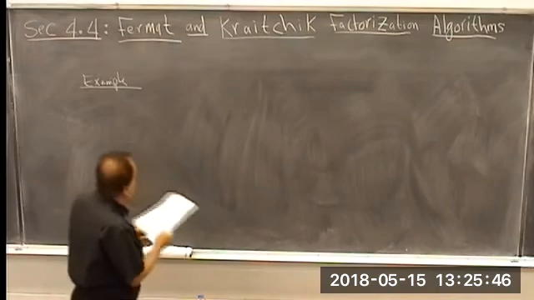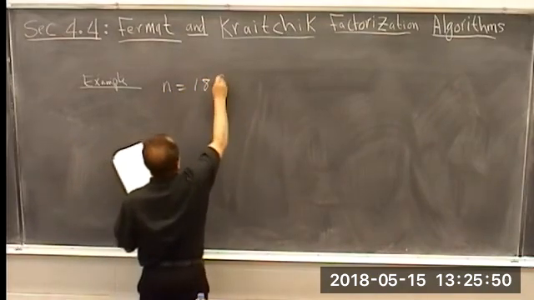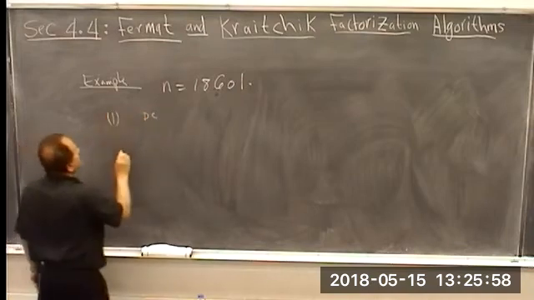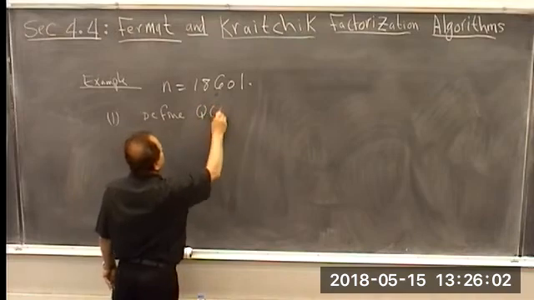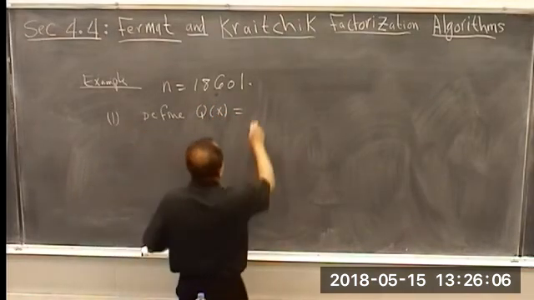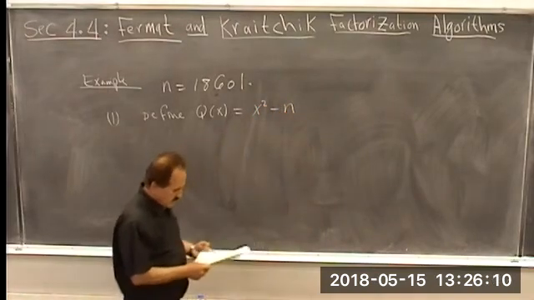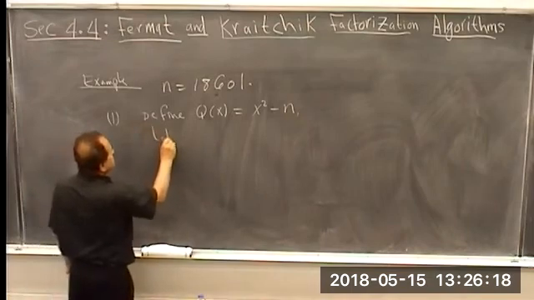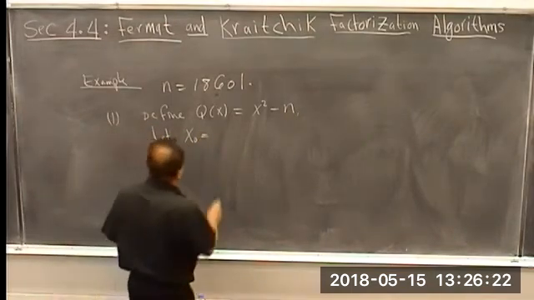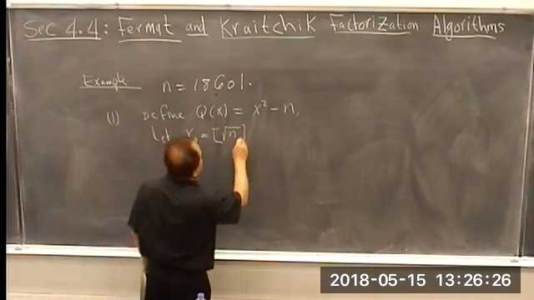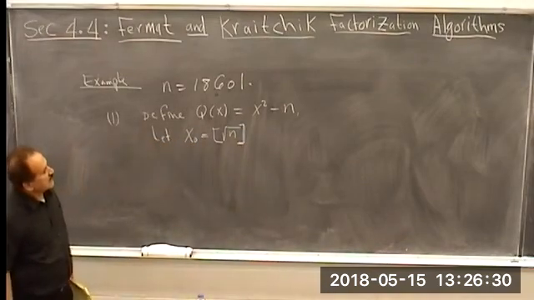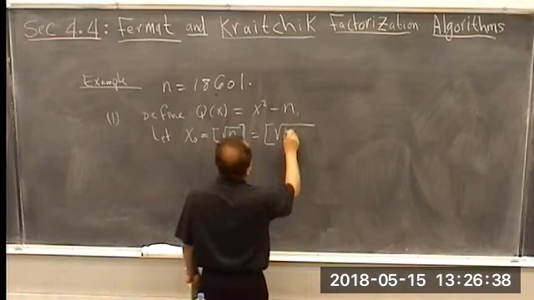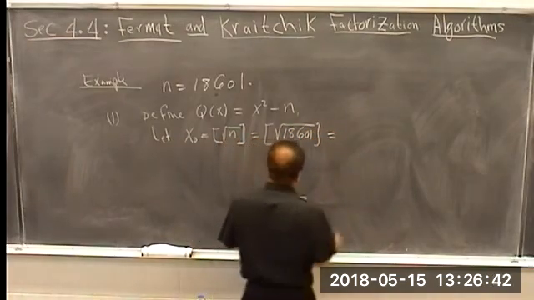Take n to be 18601. So first, this is step 1. We define Q of x to equal x squared minus n. All right? And we let x sub 0, a slight modification of what we did before, be the greatest integer of the square root of n. So in this case, it is the greatest integer of the square root of 18601, and this is equal to 136.